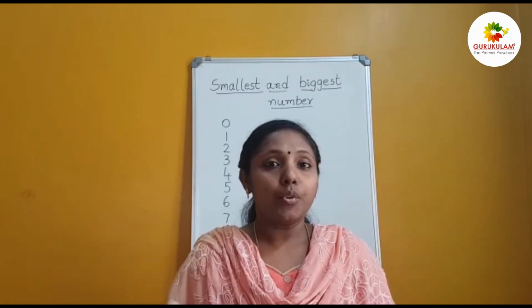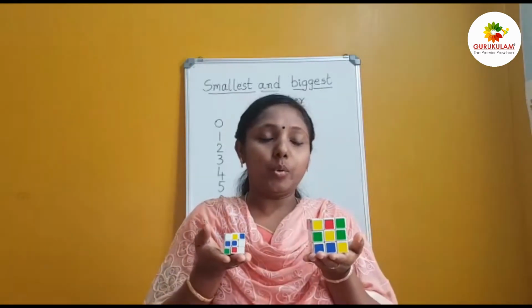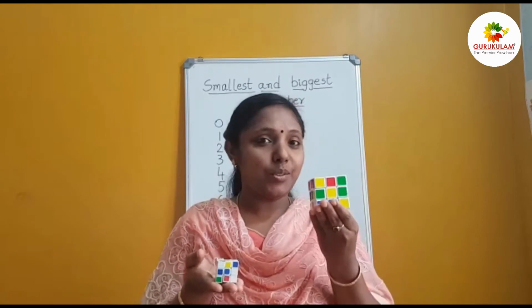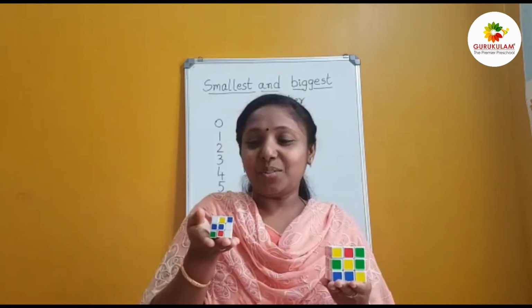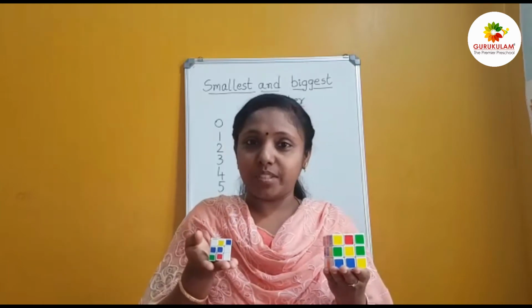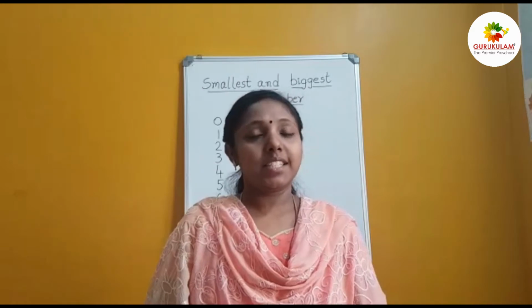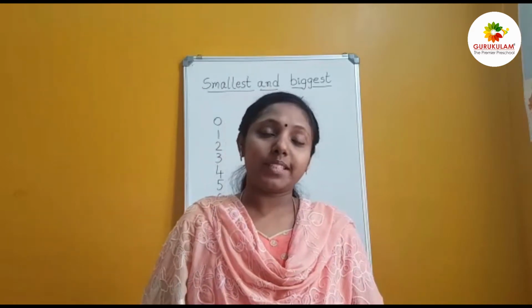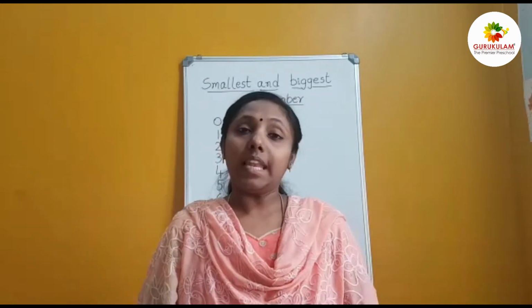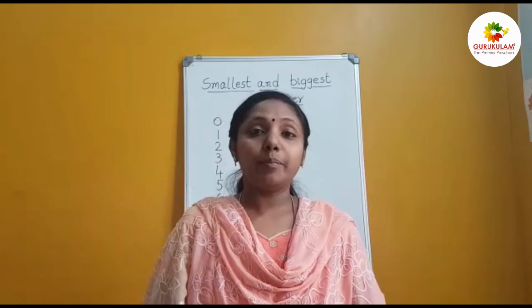So, let's see a few objects and compare them. These are Rubik's cubes. This Rubik's cube is big in size, so it is a big object. This Rubik's cube is small in size, so it is a small object. Big, small. Children, in the same way, we will take numbers in place of objects. Before we move on, let's learn what is a small number and what is a big number.